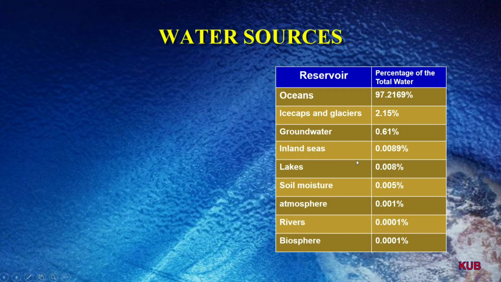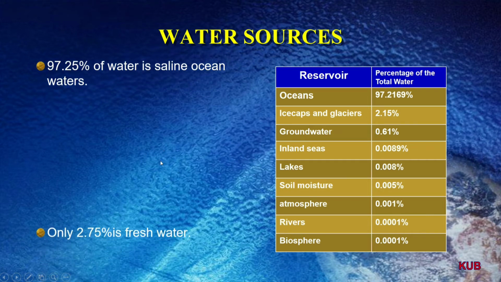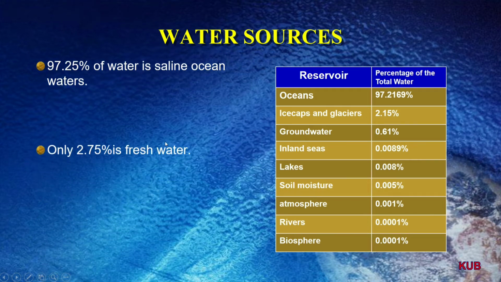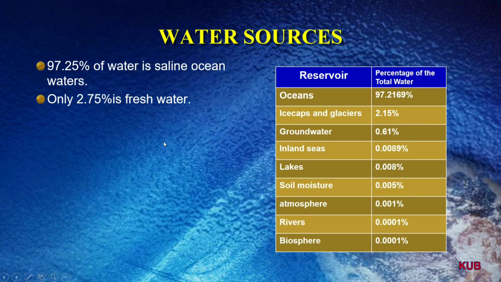Reservoirs, water resources. Ocean contains 97.2169% of water, and ice caps. 97.25% of water is saline ocean water. Only 2.75% is fresh water.